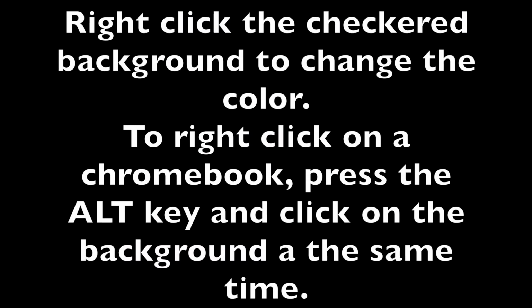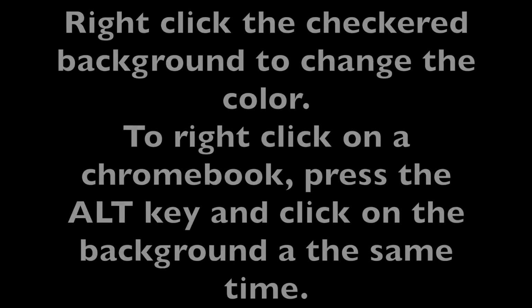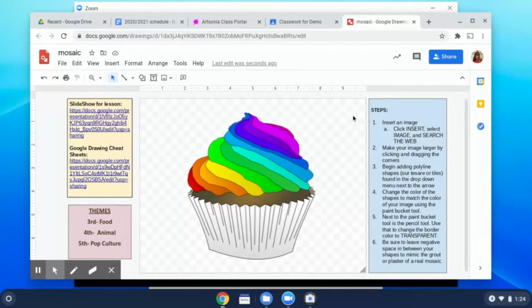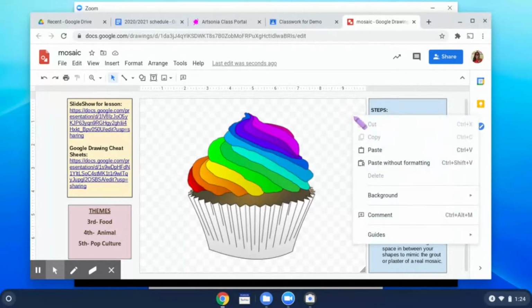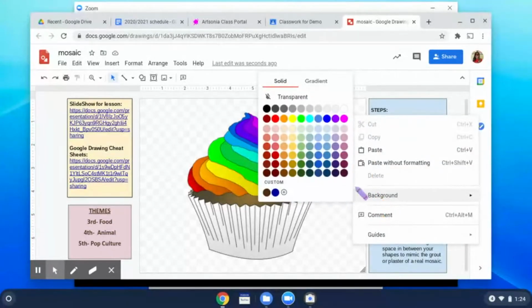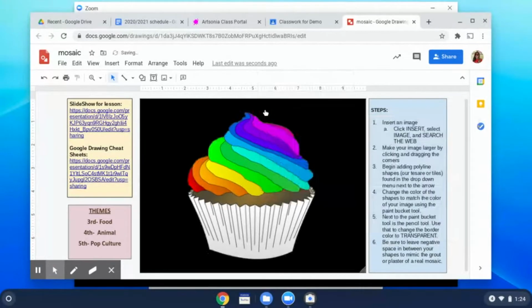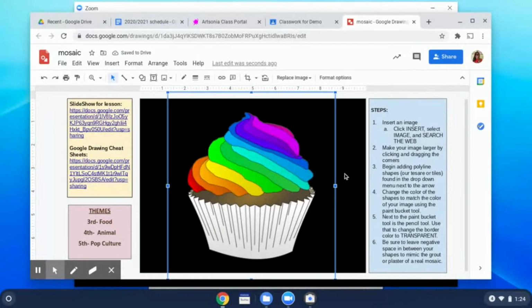To change the background color, you're going to right-click on it. On a Chromebook, you have to push the Alt key, and at the same time as pushing that key, you click on the background. And then a color palette will appear when you click Background, and you choose your background color. I prefer black, but if your image has a lot of black in it, you'll probably want to choose something else.